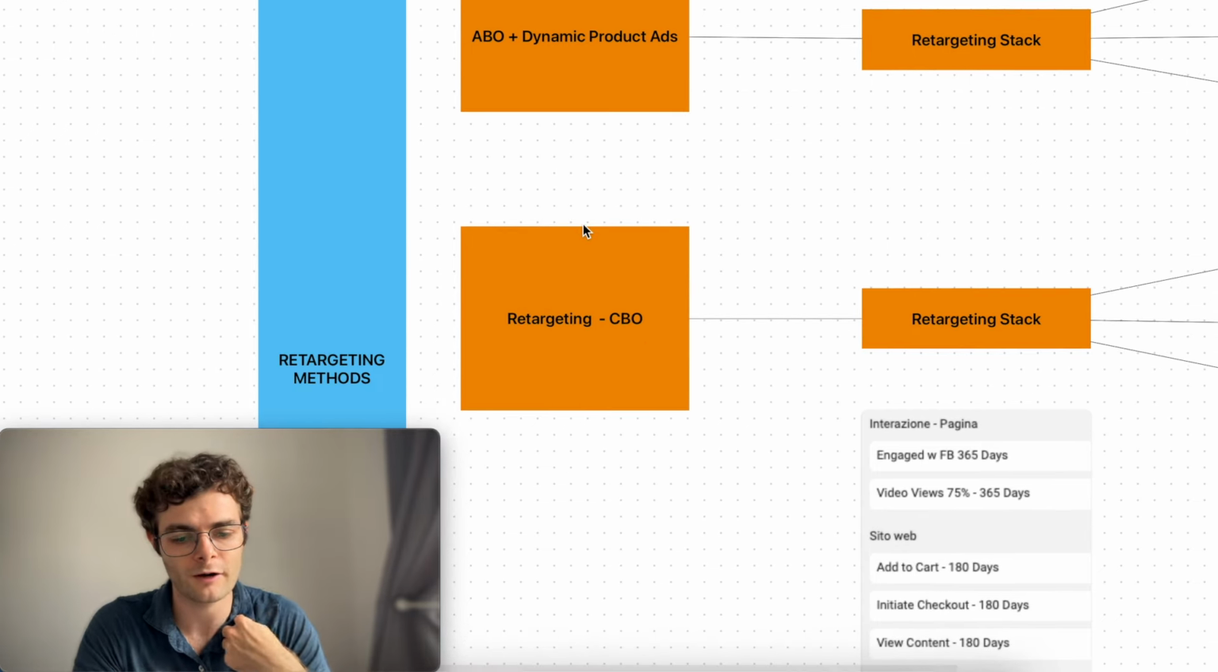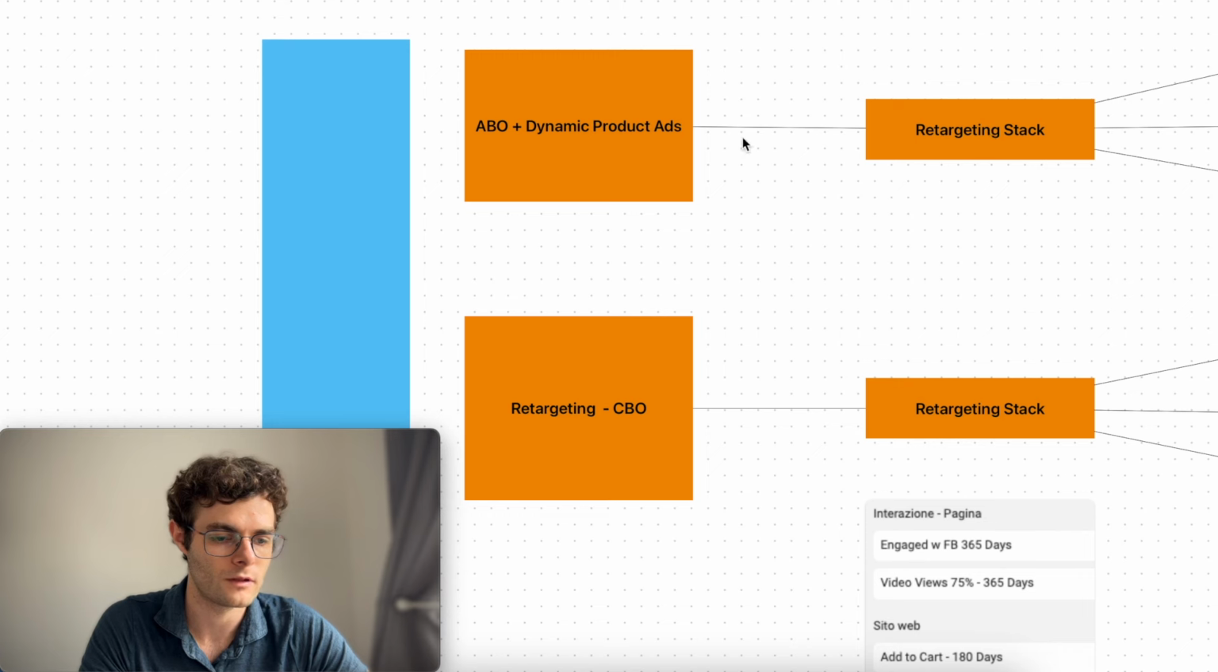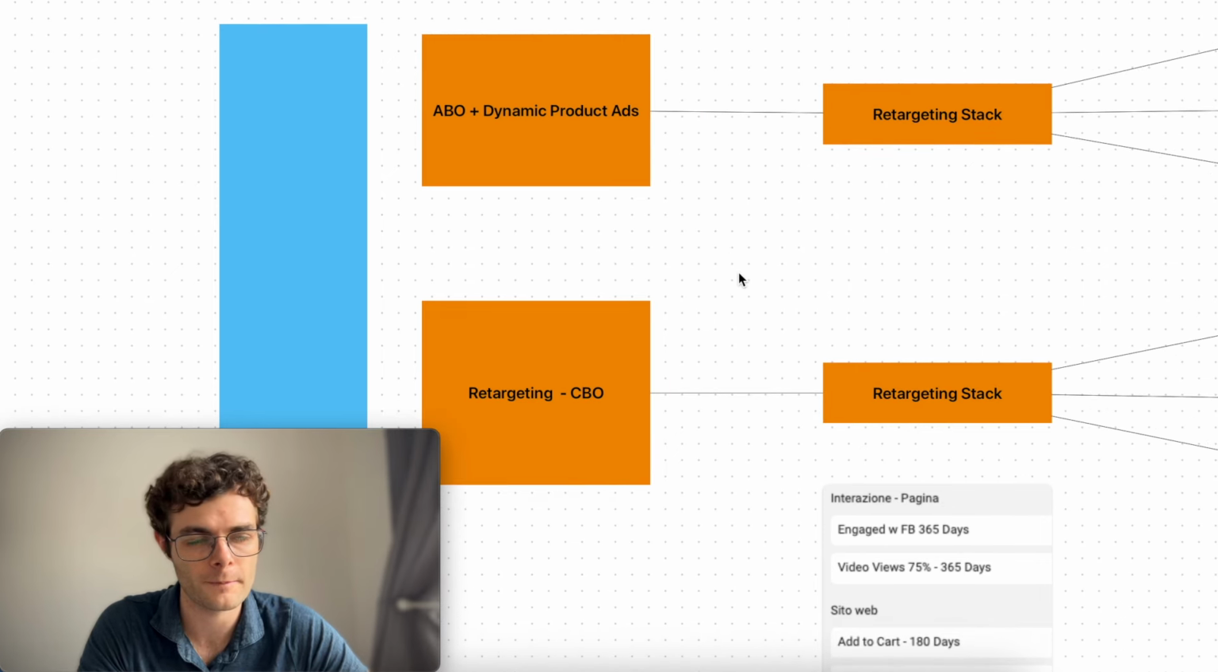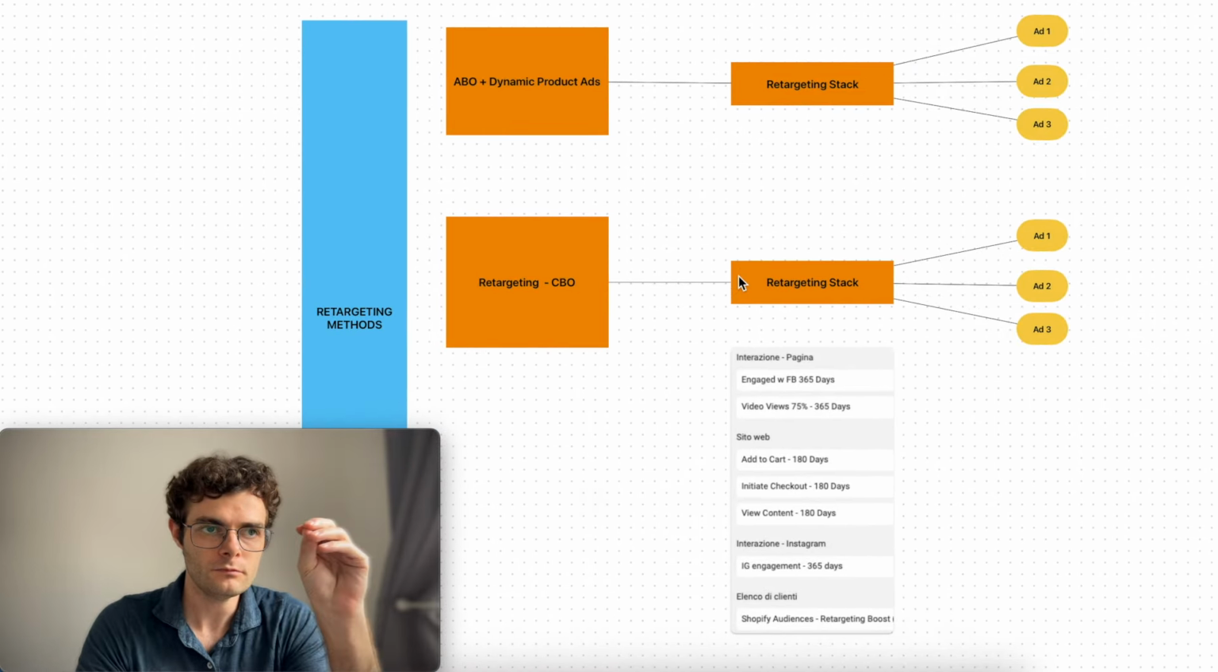But in our scenario, we did everything under one campaign. So we had one CBO campaign with a retargeting stack, and one CBO campaign with a dynamic product ad, a DPA campaign. What's a DPA campaign? Well, a DPA campaign is extremely powerful because it allows Facebook.